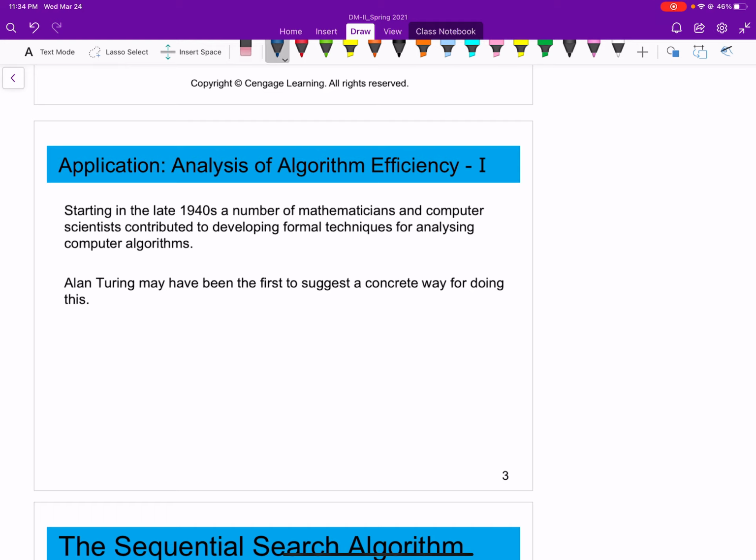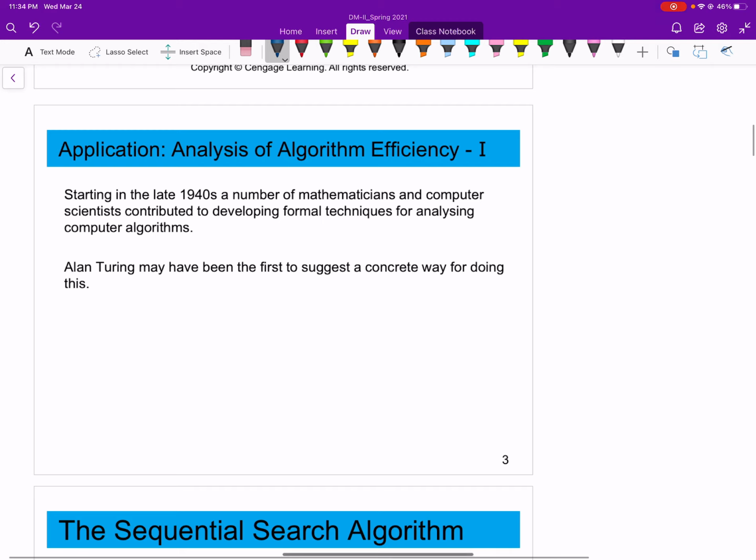First, I read this. This slide explains the history of algorithm efficiency. Starting in the late 1940s, a number of mathematicians and computer scientists contributed to developing formal techniques for analyzing computer algorithms. All right, there are several people who contributed.